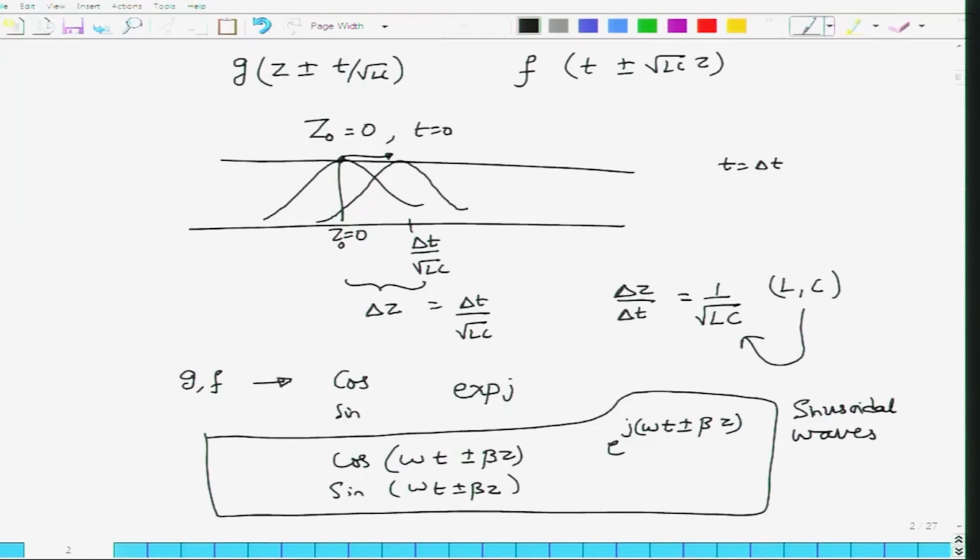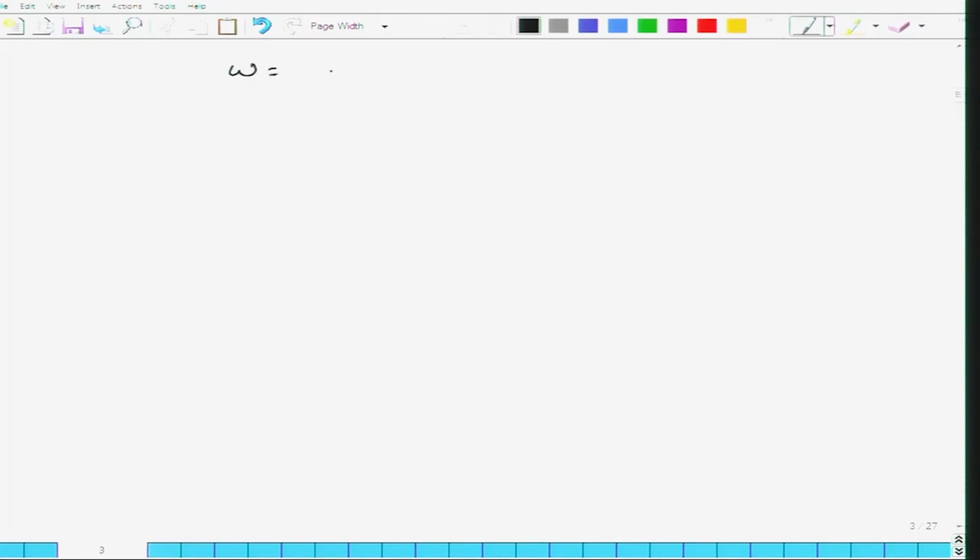There are a couple of additional constants that we seem to be introducing in an arbitrary manner. It is not really arbitrary, I will tell you what these omega and beta are. This omega is called the angular frequency, and it is given by 2 pi f, where f is the frequency measured in hertz. Angular frequency is measured in radians per second. Beta is called the propagation constant of the wave.